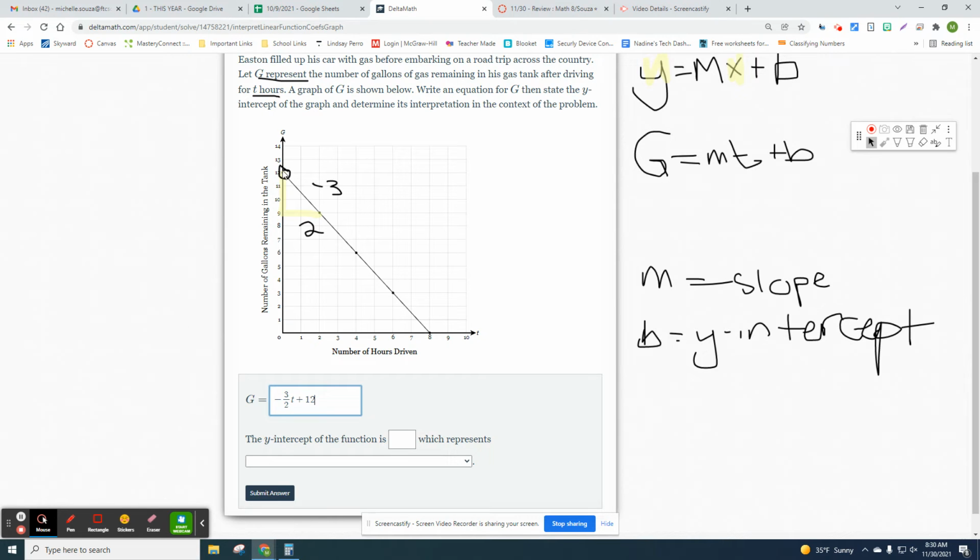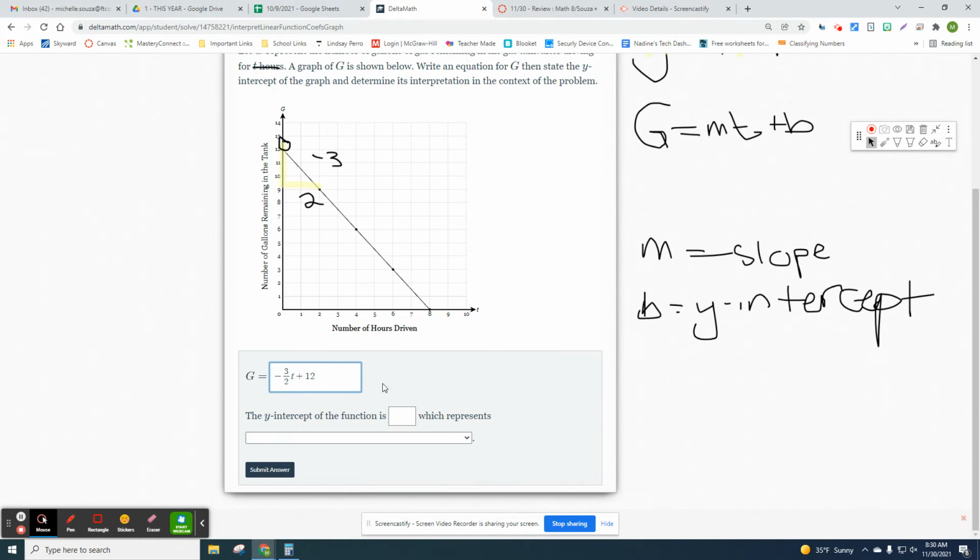Now, be careful. Make sure you're paying attention to your slope. You could have written 3 over 2, that's fine, but this is going down, so you need to know that this is a negative slope. Okay, so we've got our equation. Equation's done.